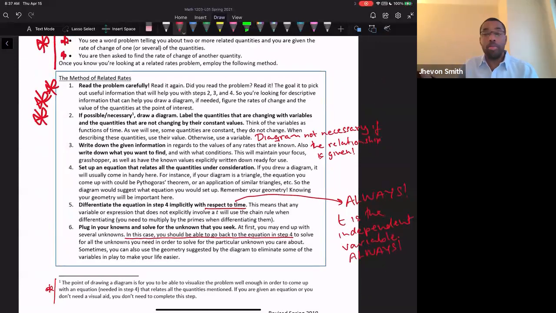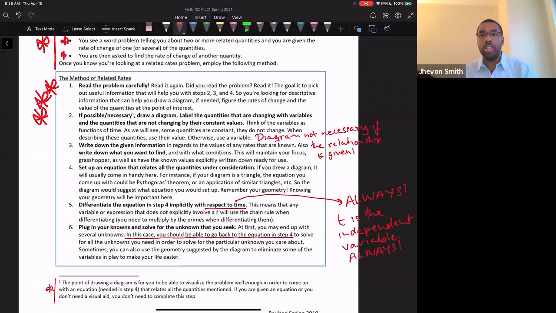The steps are to read the problem carefully, know what's going on, and draw a diagram if possible and necessary. Be sure to label things that are changing with variables, and things that are not changing with constants. The point of the diagram is to help you come up with an equation that's going to get you to the answer. If you're given an equation, you don't need the diagram. We had an example of that where we could skip the diagram step. You write down what you know, what you want, the rates you know, the rate you want, and at what position you want it. Then come up with the equation that your diagram may have helped you with.